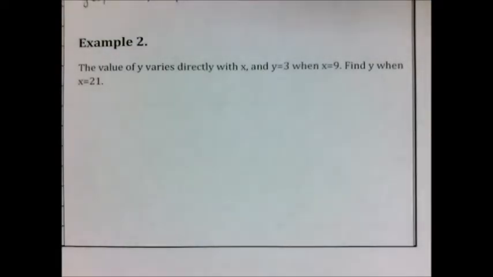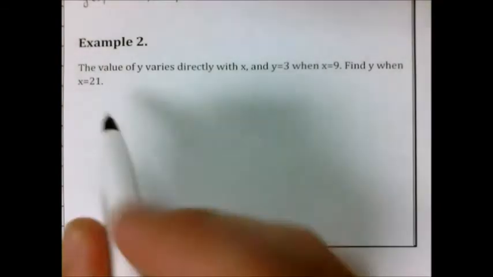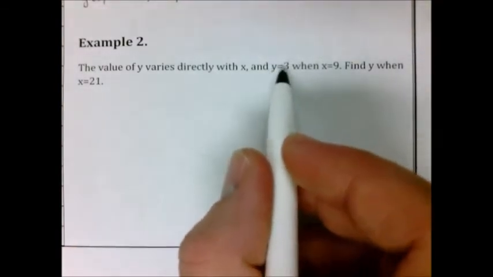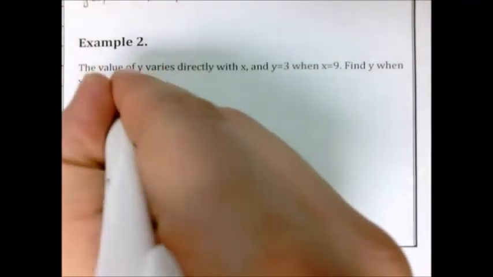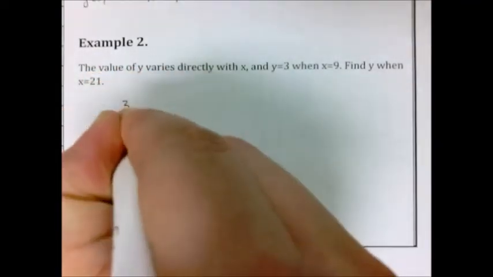So example 2 says they want to know the value of y if y varies directly with x, okay? That's just what we know. And it says y equals 3 when x equals 9, and we want to find y when x equals 21, okay? So we already know that we're dealing with something that has direct variation. The way that we could do this is we could set up a proportion. So we know y is equal to 3 when x equals 9. That means we have the fraction 3 over 9.